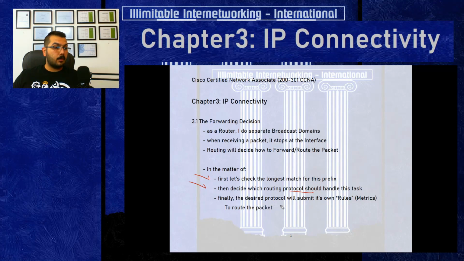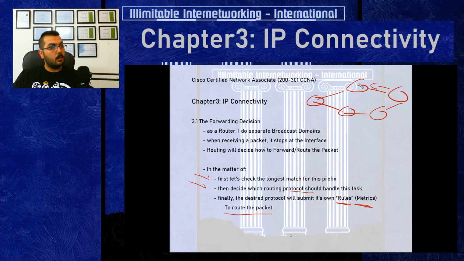So the router decided which protocol will handle this. After that, the chosen protocol will apply its own rules or metrics to route the packet. I told you, some protocols like RIP will take the shortest path. Just don't consider RIP, don't confuse it, it's out of your new CCNA blueprint. When using RIP, it will say: if I go this way, it will be one router to reach the destination; if I go this way, it will be two routers to reach the destination. So I will take the shortest one.